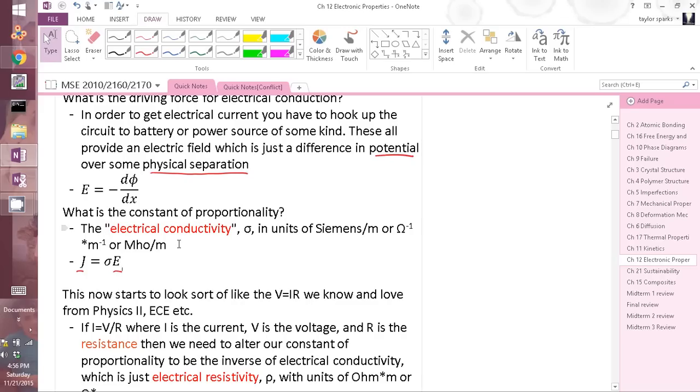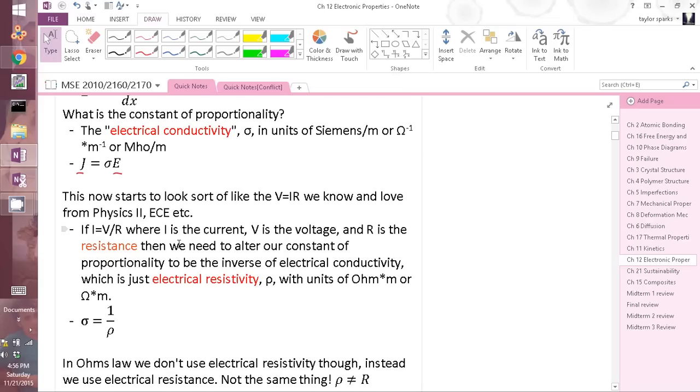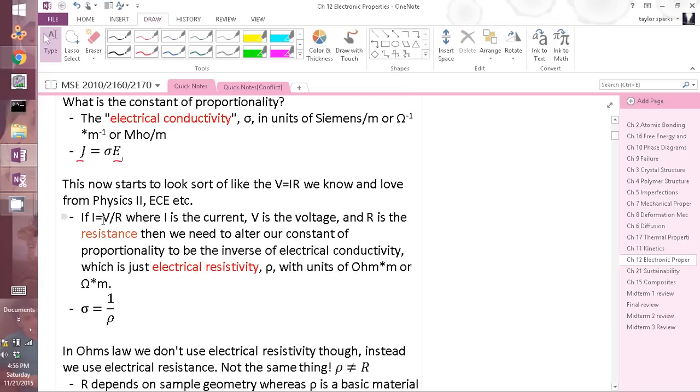Okay? So now we can almost make this start to look something like V equals IR. We're getting closer. If we recognize that I is our current and V over R is the voltage divided by the total resistance, the first thing we realize is that we have to change from resistance, which is not a material's property, but rather depends on material properties as well as the sample geometry, into something that is just the material's property, which is electrical resistivity, right? So this is the material's property. This does not depend on how big or small the sample is, it just is.